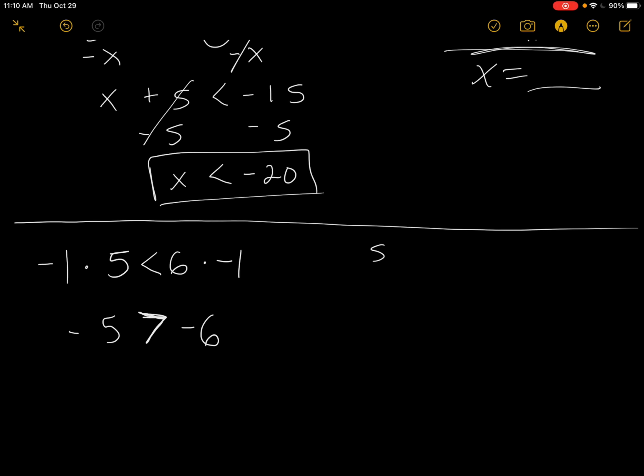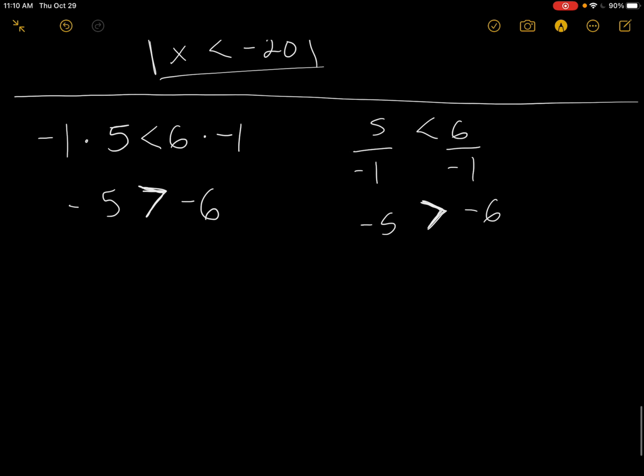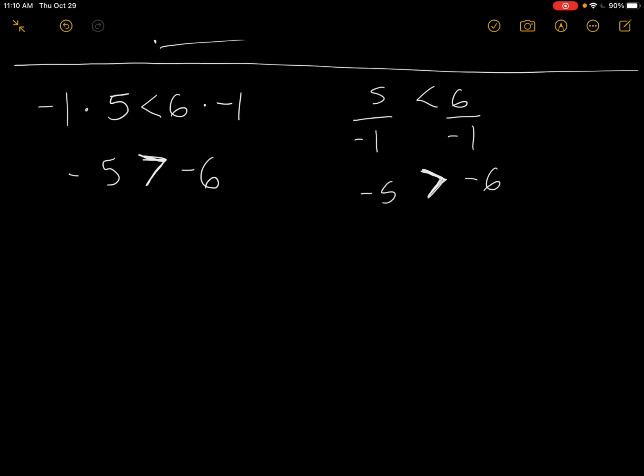Okay, how about if we divide? Again, it flips. Okay, so whenever you're multiplying by a negative, you have to think of the number line as a mirror, just like when we were talking about opposites, right? Oops, and I want 6 too.